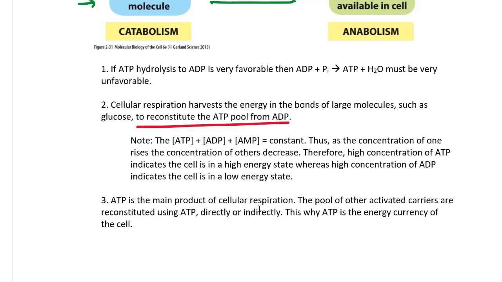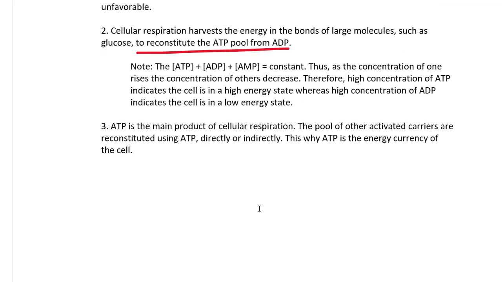This pool of activated carriers is kept pretty constant. What do we mean by that? This is what this statement is saying here. Let me just read it out. Note, ATP plus ADP plus AMP concentration is a constant. Thus, as the concentration of one rises, the concentration of the others decreases. Therefore, a high concentration of ATP indicates the cell is in a high energy state, whereas a high concentration of ADP indicates the cell is in a low energy state.